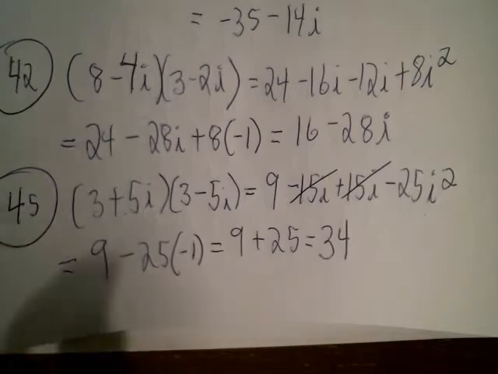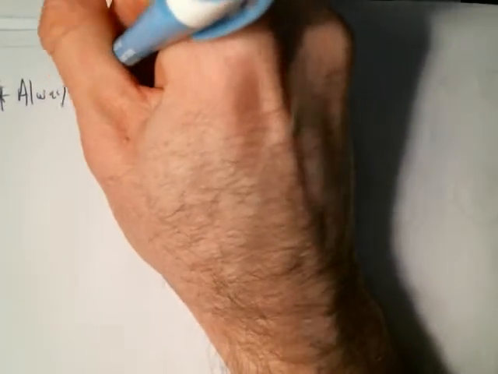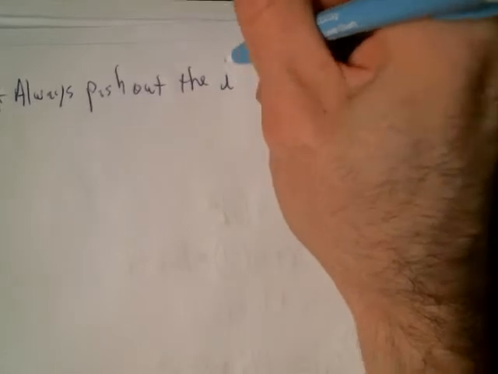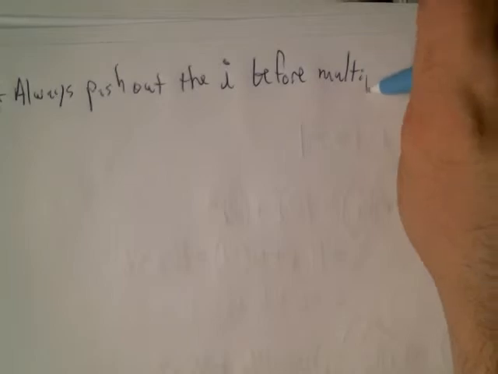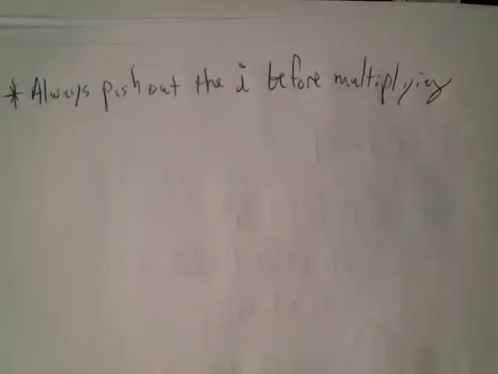There's one small warning. When you're multiplying some of these things out, you'll want to rewrite it with your imaginary unit first. So always push out the i before multiplying. And we haven't seen this be something to worry about yet, but it is in the exercises.